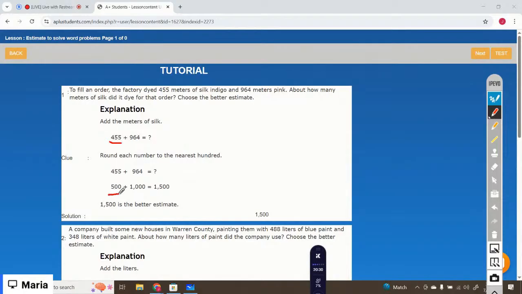455 is rounded to 500 because in 455, the hundreds digit is 4. Right next to it, we have 5. 5 is equal to 5, so you need to round up. It would be rounded to 500.